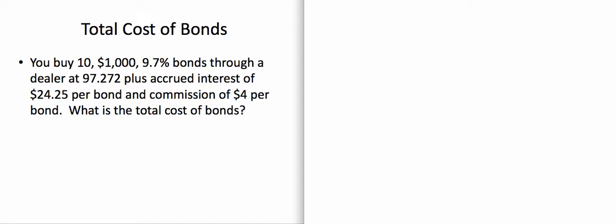In this case, this 9.7% does not mean anything. We're going to take 1,000 and multiply it by 0.97272 to get the price of one bond, just like we did in the last example. We changed the 97.272 to a decimal. That was like a percentage. We changed it to a decimal, and that gives us an answer of $972.72.